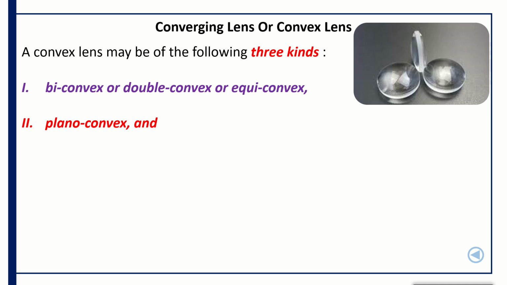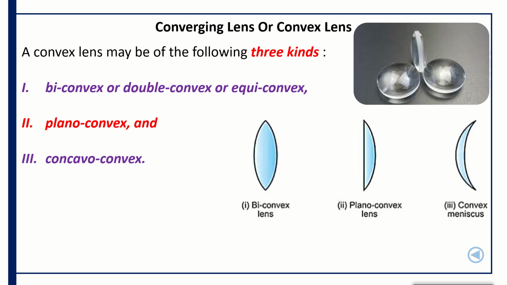Second type in this converging lens is plano-convex lens. Here, one part of the surface of the lens is plane surface and another part of the surface is convex, that is thin at the edge and thick at the center. The third one is concavo-convex lens, or we also call it a convex meniscus lens.